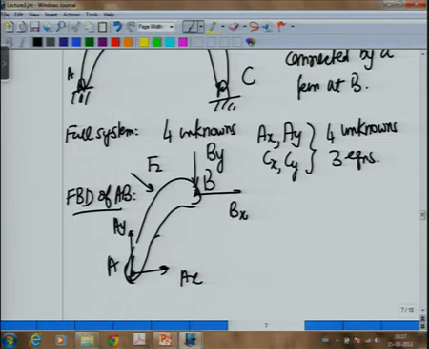So, now let me count the number of unknowns 1, 2, 3, 4. So, this is by itself it is not statically determinate. There are 4 unknowns and we have only 3 equations. Now, let me draw the free body diagram of BC.